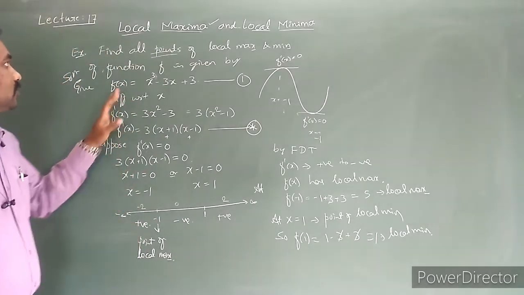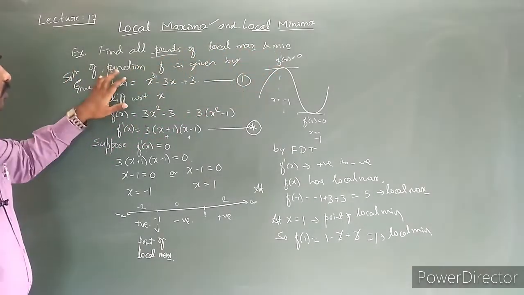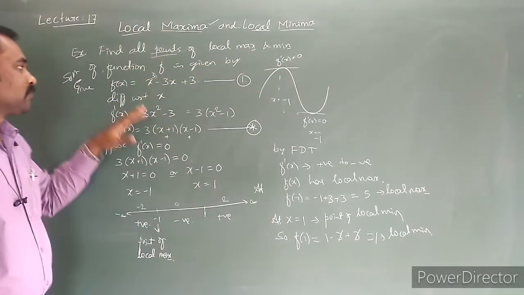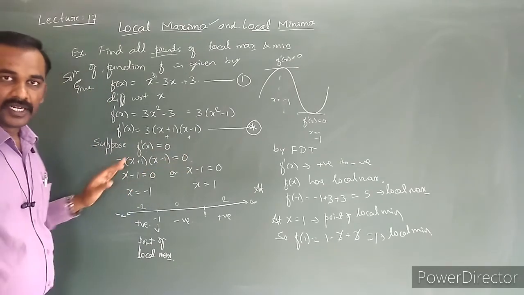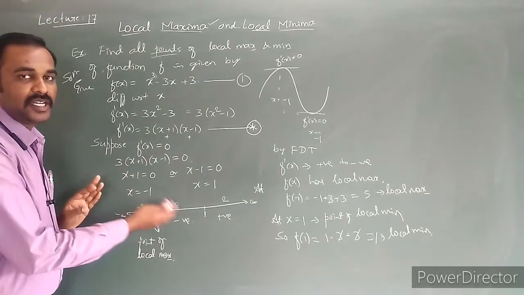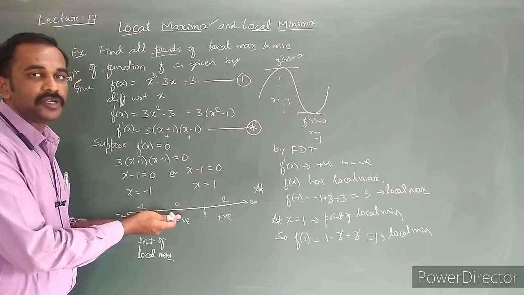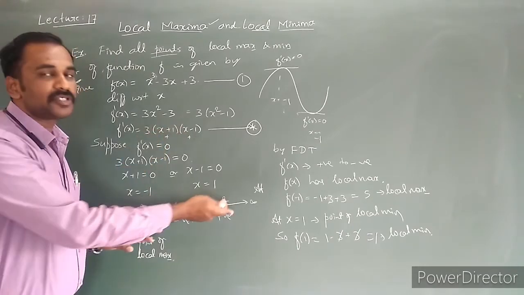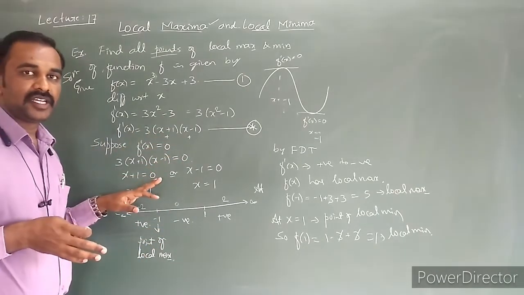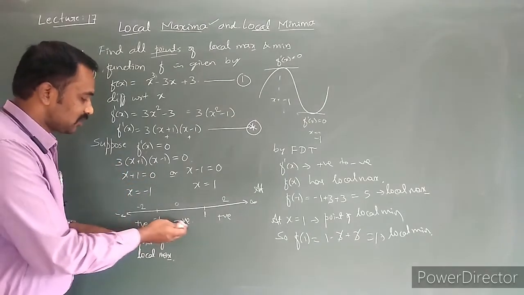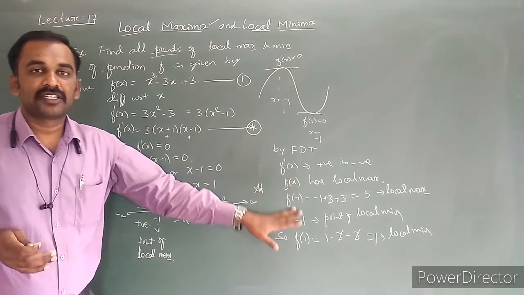So this is how we have to find the points of local maximum and local minimum of the given function. For the given function, first find the derivative, then equate it to 0 and find the critical points. Check the left hand side and right hand side of the critical point, how f dash of x changes the sign: positive to negative, local maximum; negative to positive, local minimum. This type of problem was already solved in increasing and decreasing, with a little bit of change.